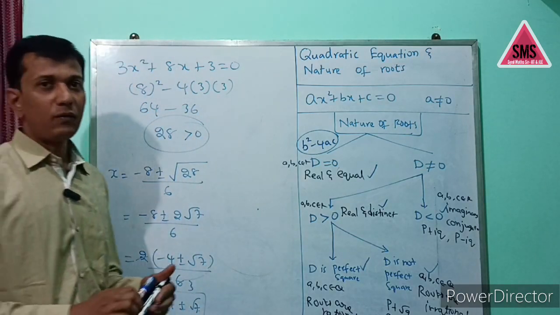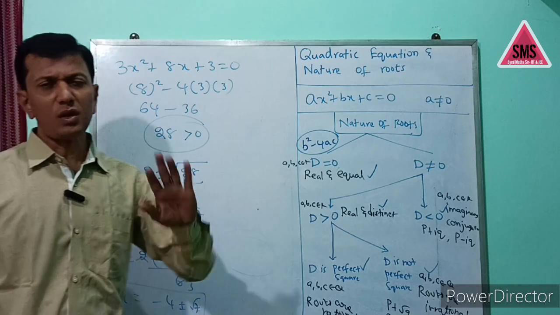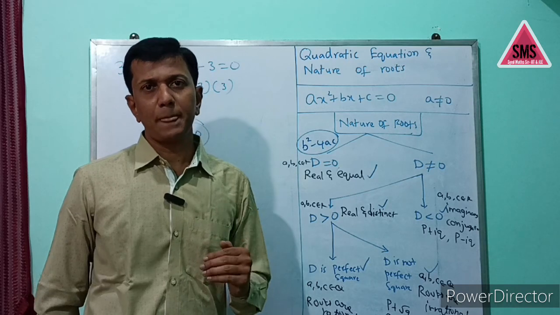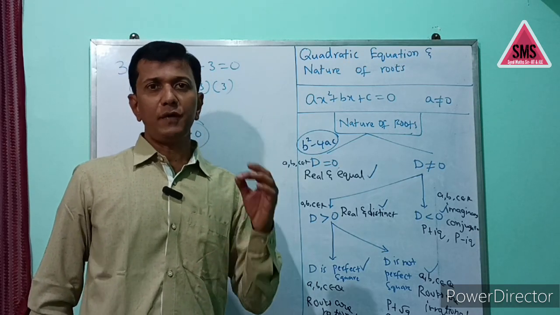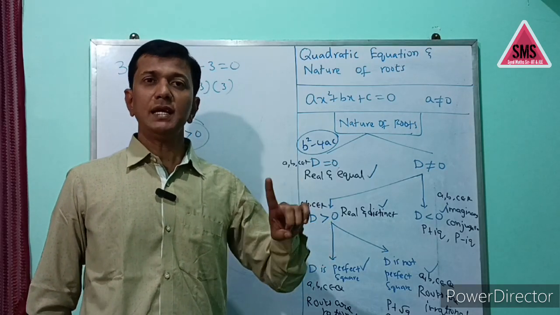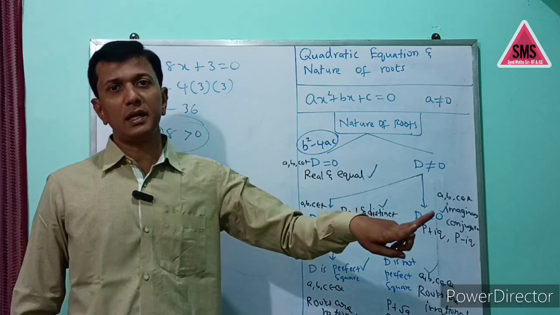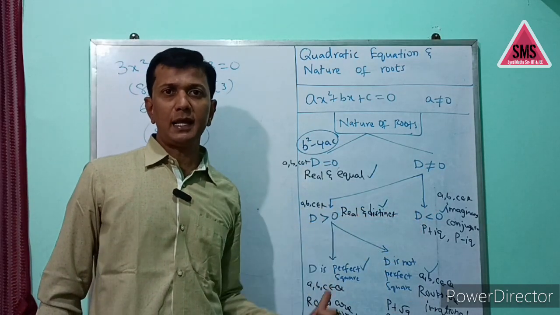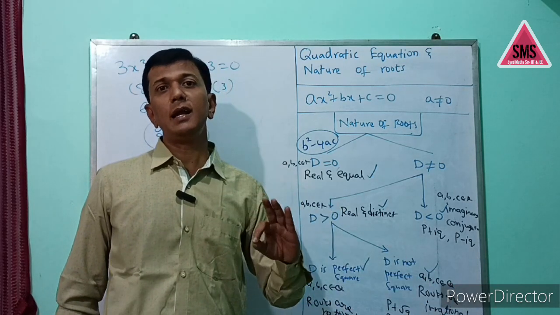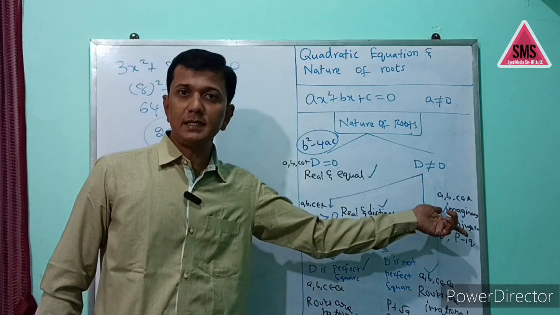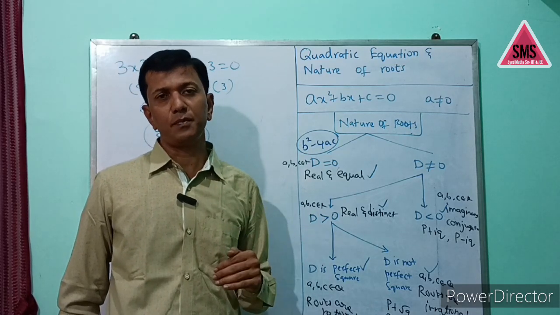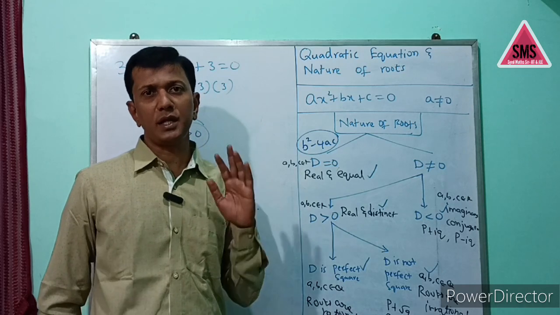So let us first recall the concept we have discussed so far. Whenever the discriminant is calculated, based on the discriminant we can judge the nature of the roots. Two basic conditions are there. If D is equal to 0, roots are real and equal. If it is not equal to 0, there are two sub conditions: greater than 0 and less than 0. If D is greater than 0, we get real and distinct roots. If D is less than 0, we get imaginary roots, that means p plus iq or p minus iq form, complex and conjugate to each other.